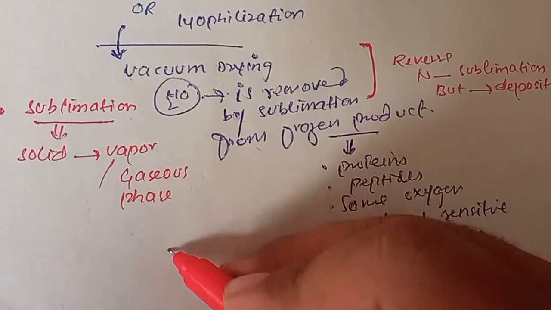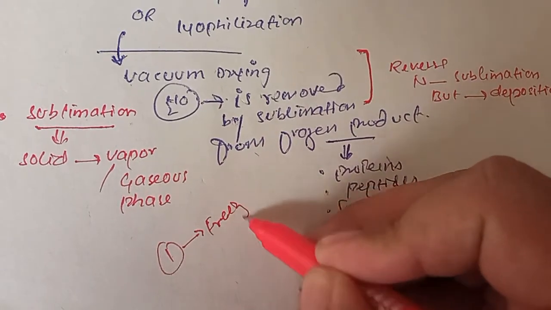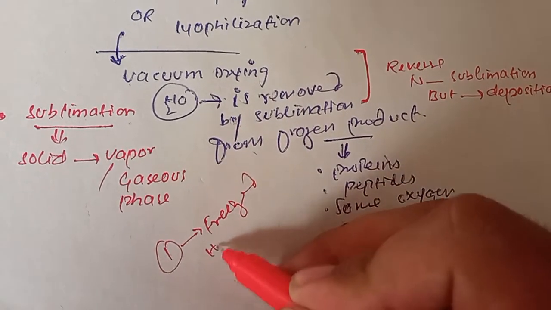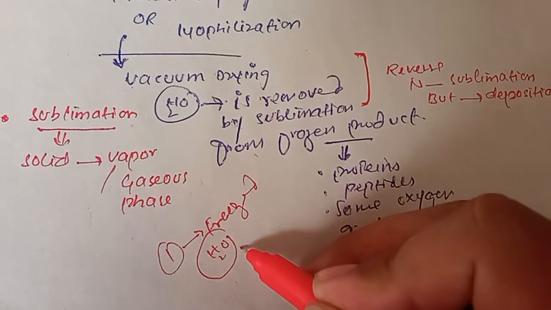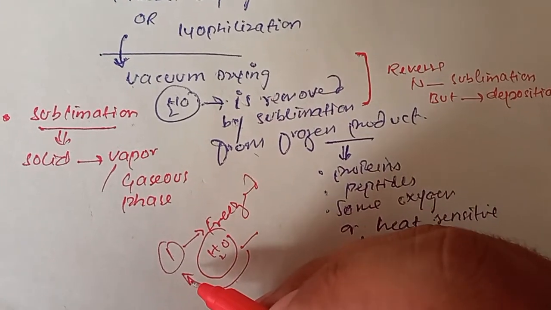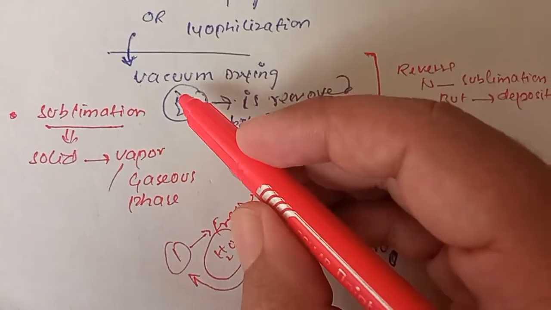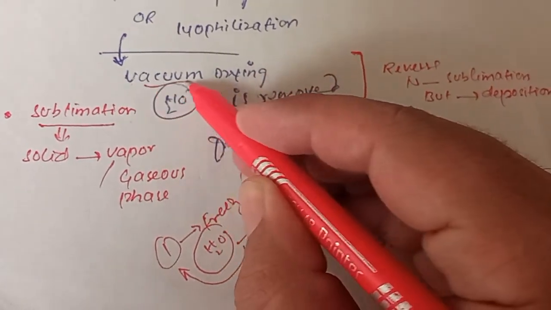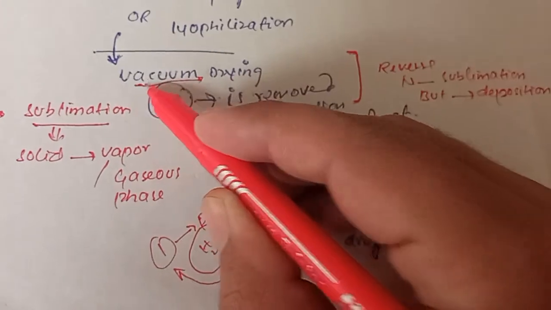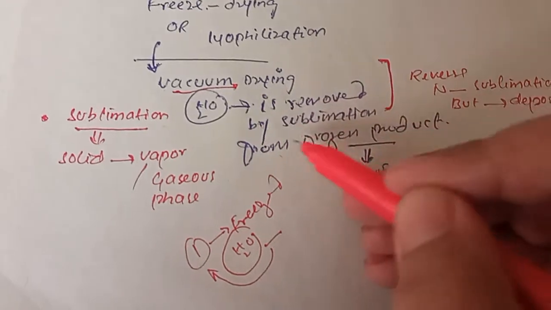Suppose I have one thing. This is one thing. Now this is actually freezed, so it must be having water in it. Now we want to remove the water from this substance, okay. So what will we do? We will have such kind of mechanism where vacuum is actually made. So vacuum drying, in which water is removed from that particular thing.